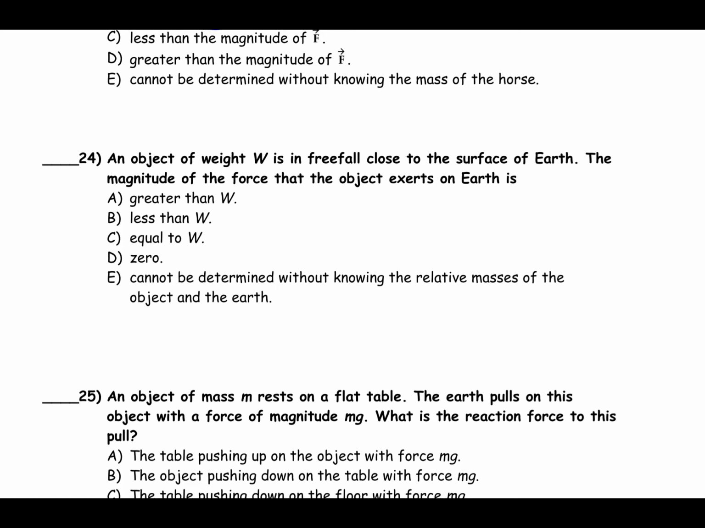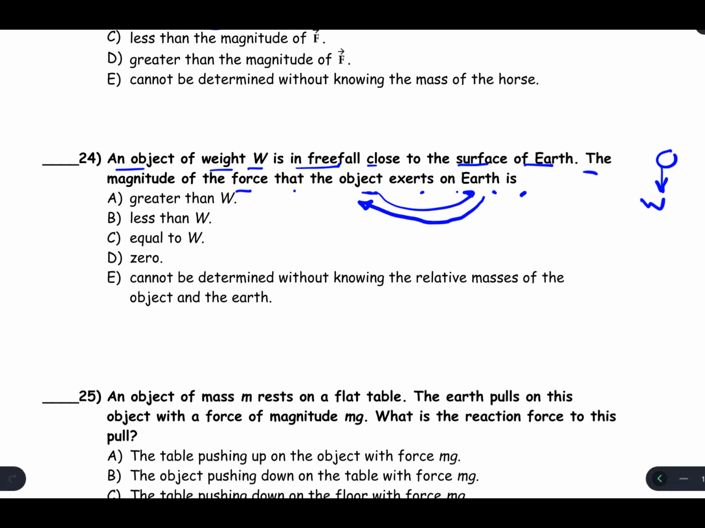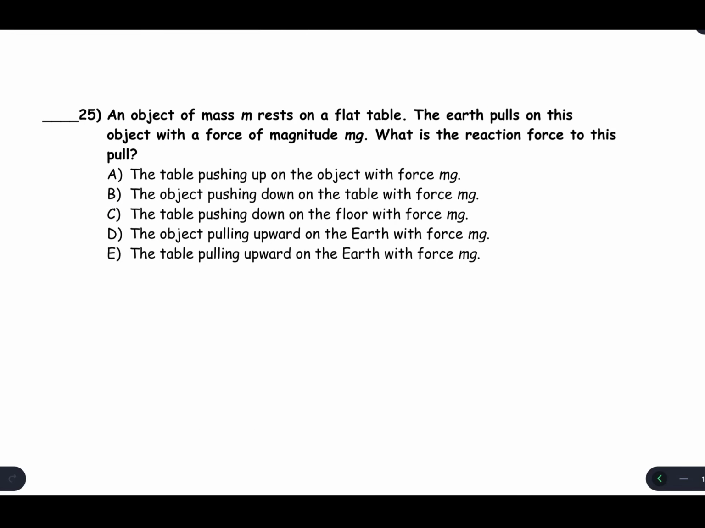Let's go directly to 24. An object of weight W is in free fall close to the surface of the earth. The magnitude of the force that the object exerts on the earth is exactly equal to the magnitude of the force exerted by the earth on the object. Right, guys? So the answer is C. Next one, 25.